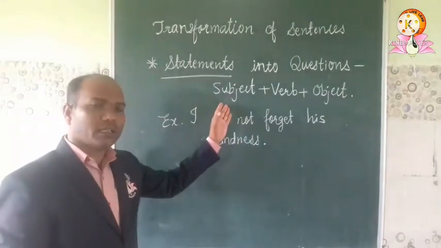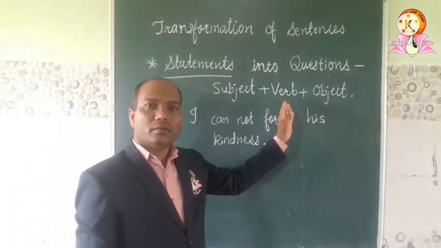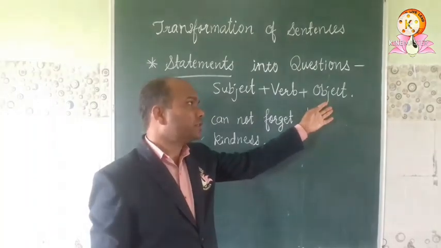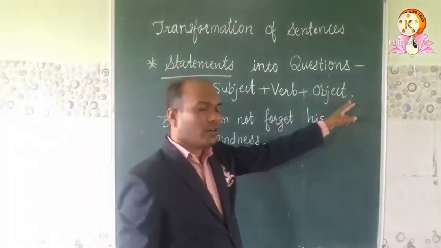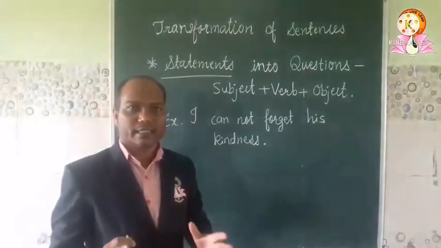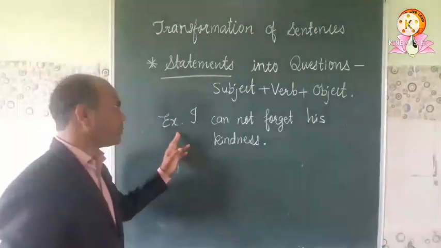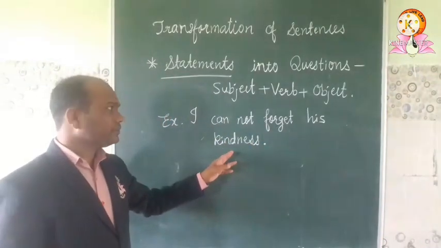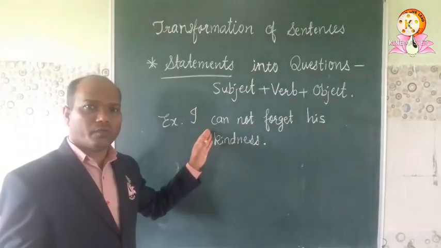is first we have to use subject, then verb, followed by the remaining part of the sentence. It can be objects. The most important thing is here the statement ends with full stop. This is the general structure of making statement. Now let us understand it with the help of example. For example, I cannot forget his kindness. Here this is the statement. It is in negative form.